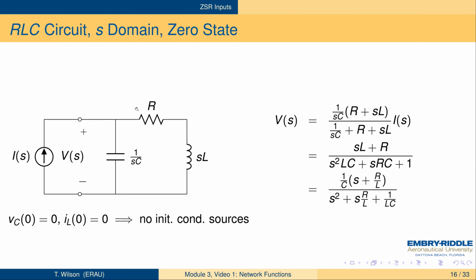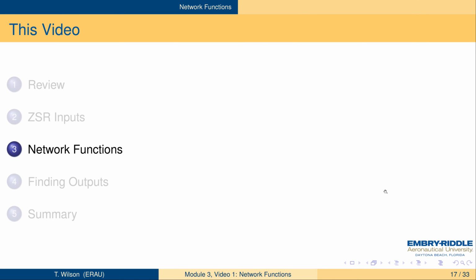So we have 1 over SC in parallel with R plus SL, again, times I of S, and we go through our two-step simplification process to end up with, it looks like there's a missing I of S in each of these terms here, folks. So this should also be times I of S, and this should also be times I of S. I think you can see where this story is going.